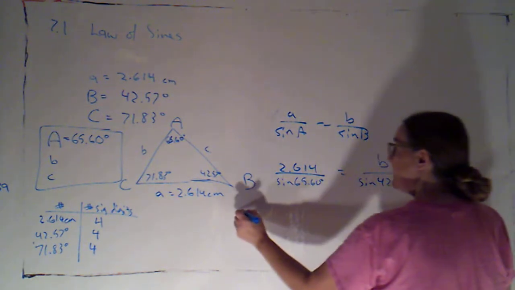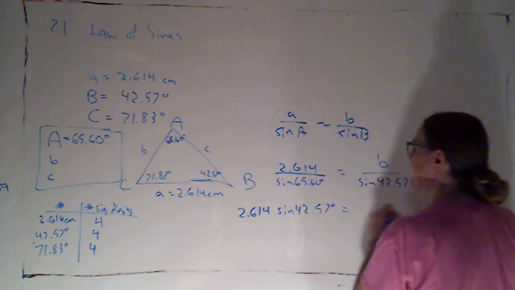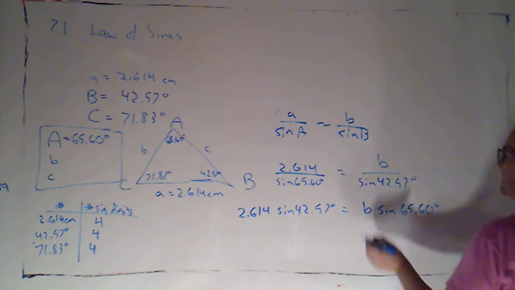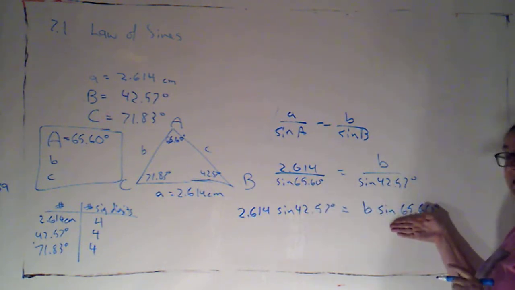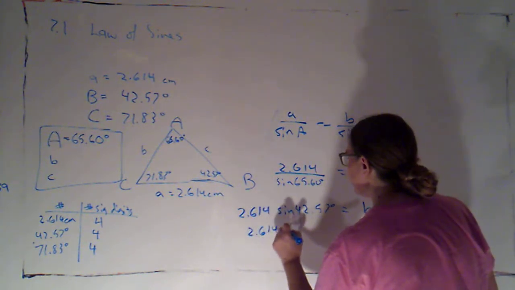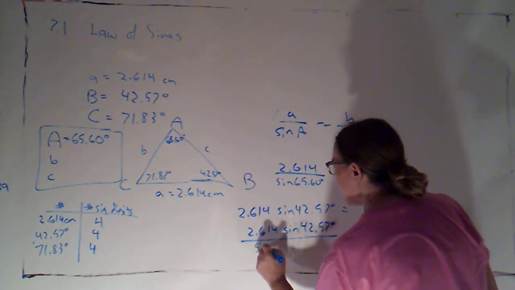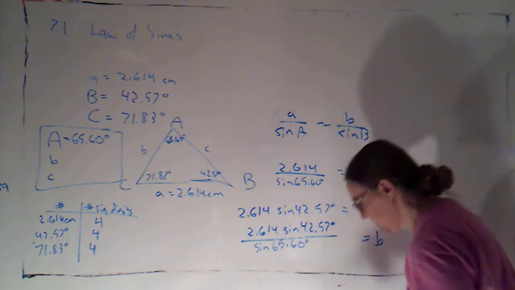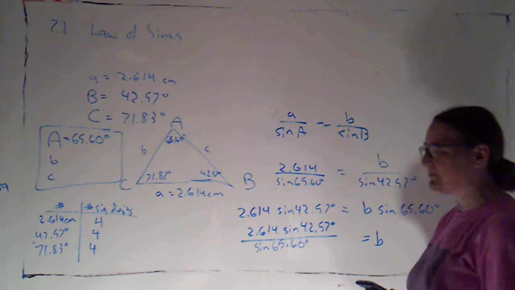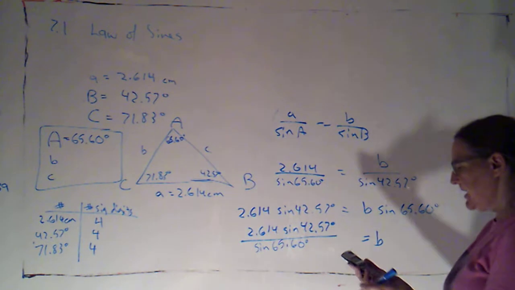So then I cross multiply. 2.614 times sine of 42.57 degrees is going to equal b times sine of 65.60 degrees. Divide both sides by sine of 65.60, and so b is 2.614 times sine of 42.57 degrees over sine of 65.60 degrees. Now I know my calculator's in degree mode because I just did another problem in degrees, but make it a habit to always double check that you're in the right mode, and then we can plug this in.